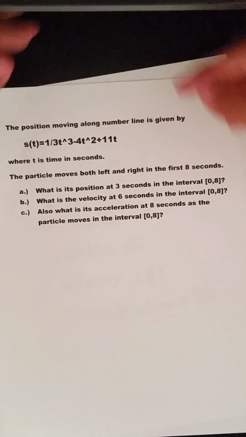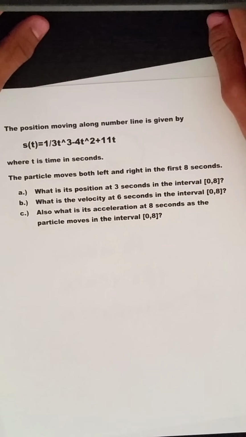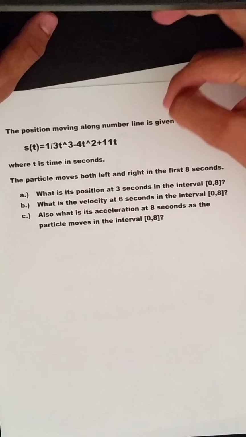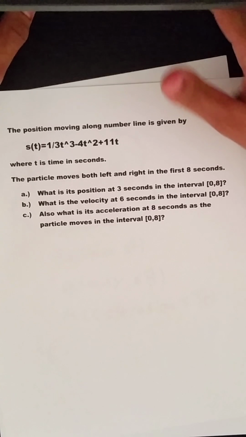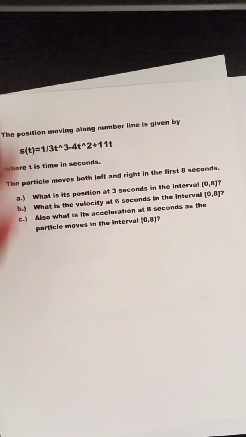The position of a particle moving along the number line is given by this function right here, where t is time in seconds. The particle moves both left and right in the first 8 seconds, so that's just the interval from 0 to 8. What is the position at 3 seconds in the interval 0 to 8? Alright, let's try this.